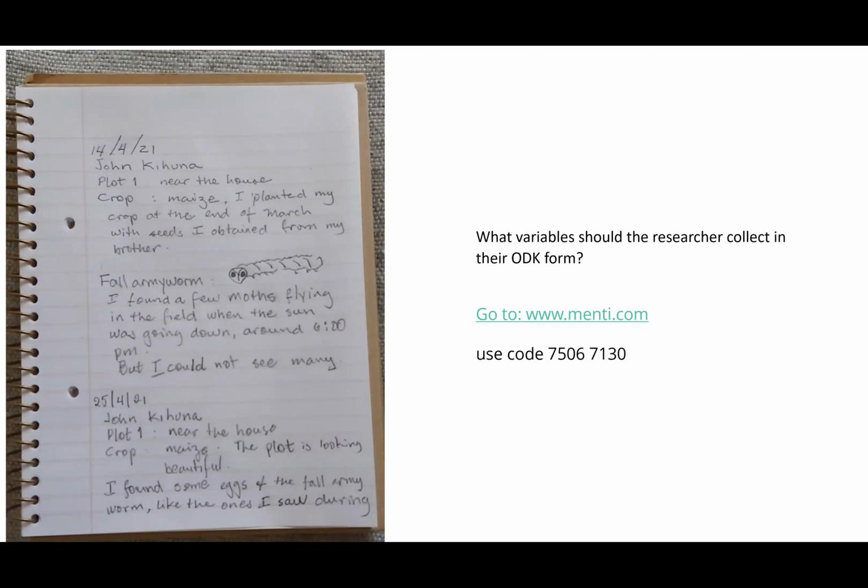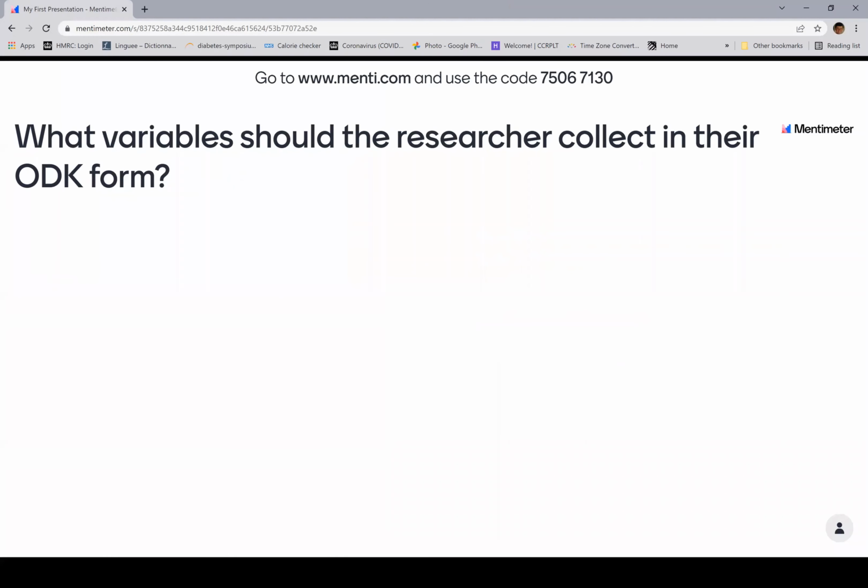So if it was up to you, what variables should the researchers collect in their ODK forms? That's a question I would like you to answer. Go to menti.com and use this code when you get there. I just wanted to make this a little bit more participatory. If you go there, you can answer the question directly: what variables should the researcher collect in their form? And as you do that, I expect we will be able to see your responses appearing.